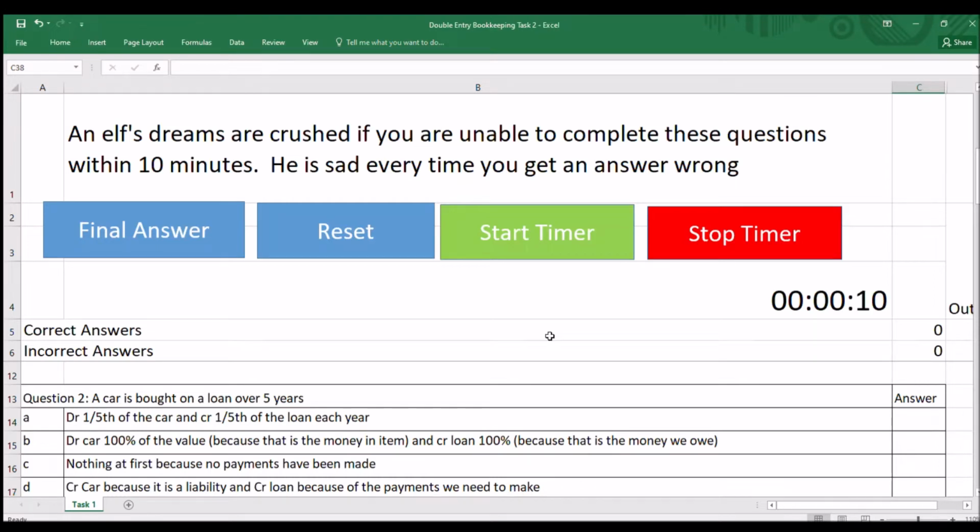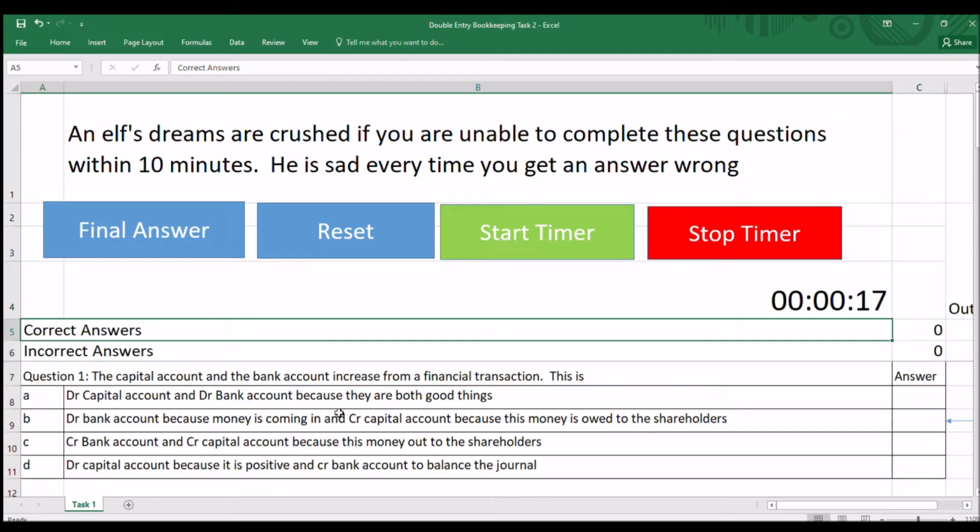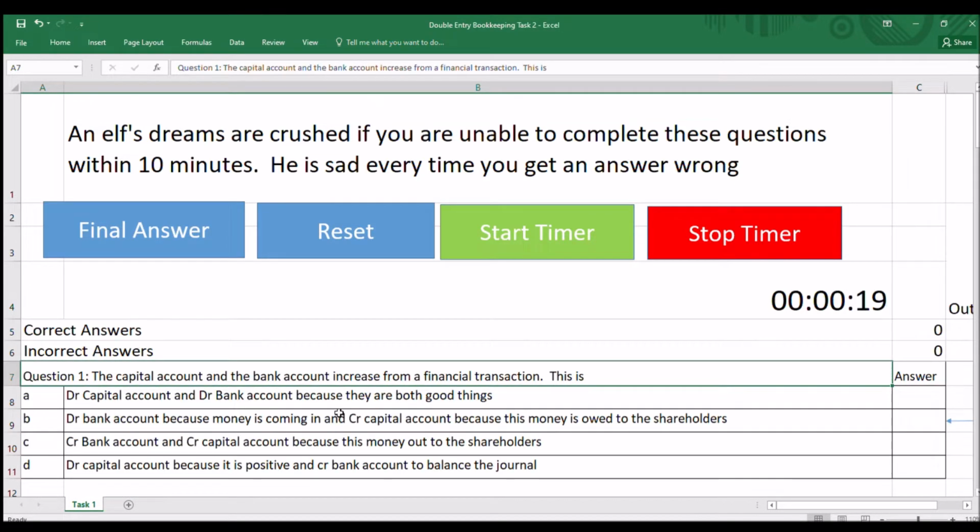Double entry bookkeeping questions. So we've got 10 minutes for 6 questions. Let's start with question 1. The capital account and the bank account increase from a financial transaction. What are the debits and credits?